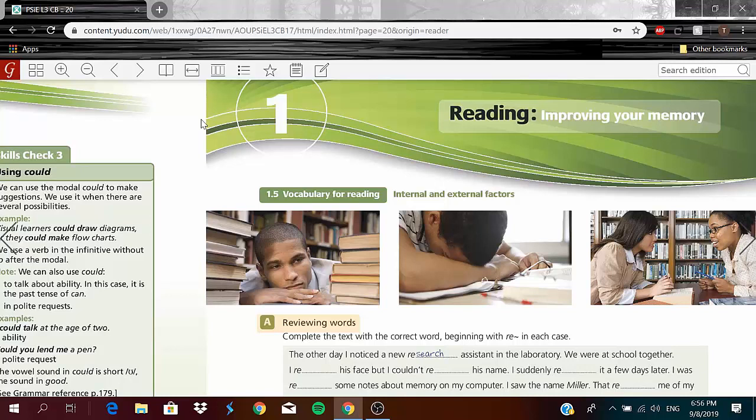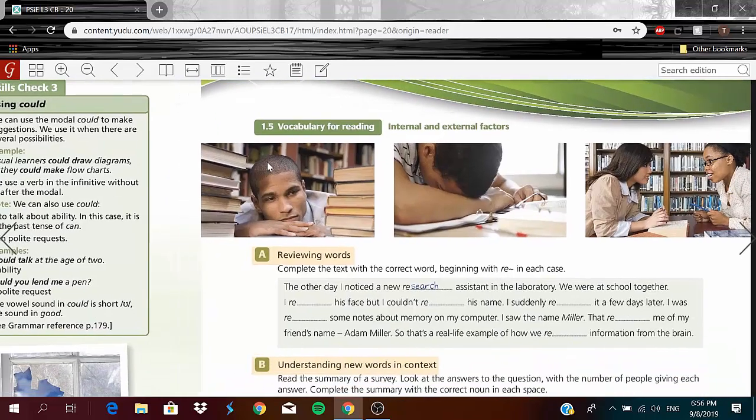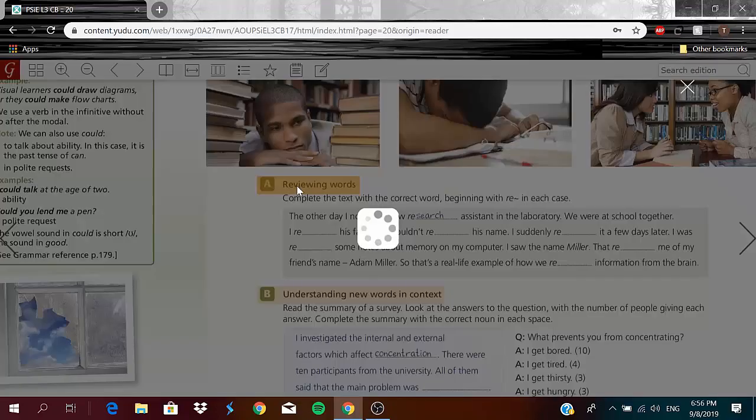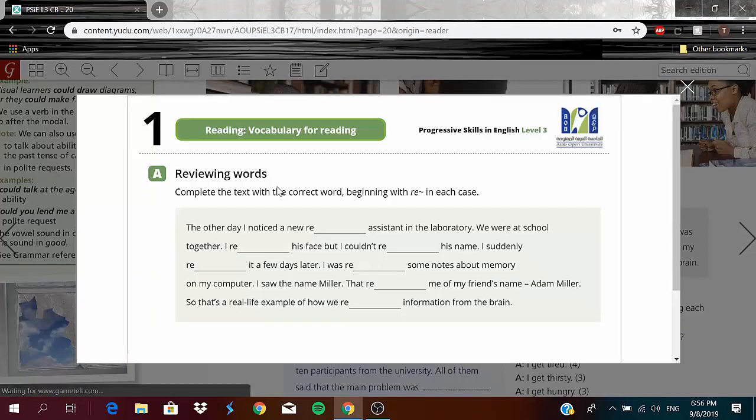In this recording we're going to be going over the reading section, improving your memory. Okay, so here we have 1.5, vocab for reading, internal and external factors, and we're going to understand what this means in a second. So let's go to exercise A here. Here we have reviewing words. So complete the text with the correct word beginning with RE.